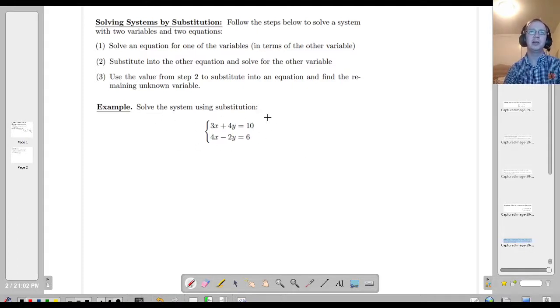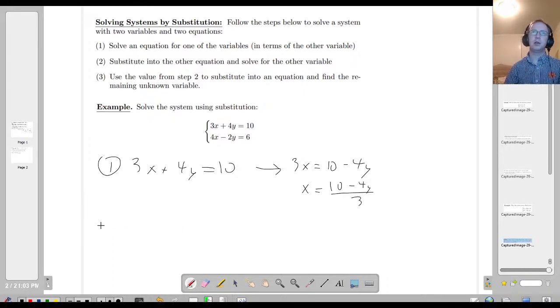Okay, so we already know what the answer should be to this one. It's the same system we solved before. But let's try step 1. I'm supposed to solve an equation for one of the variables, and it really doesn't matter which. So I guess arbitrarily, let's just solve the first equation for x. There's nothing special about this choice, I'm just picking something. So I'm going to subtract 4y from both sides. And then I'm going to divide both sides by 3.